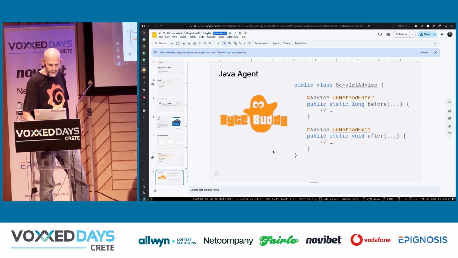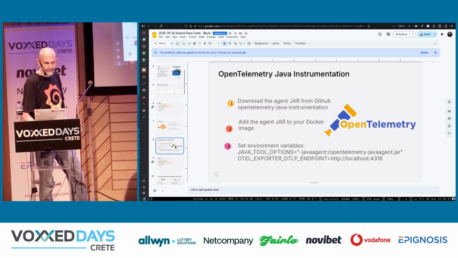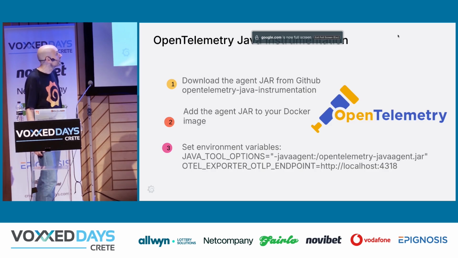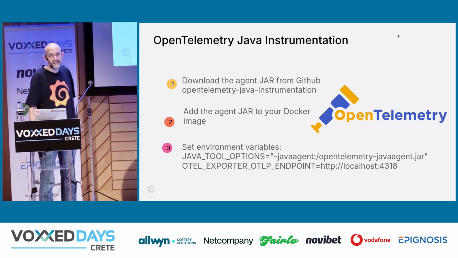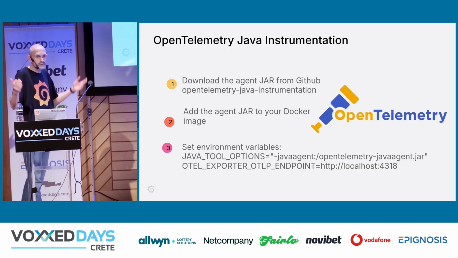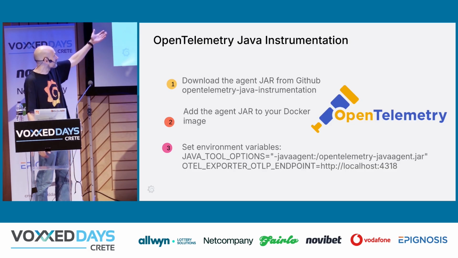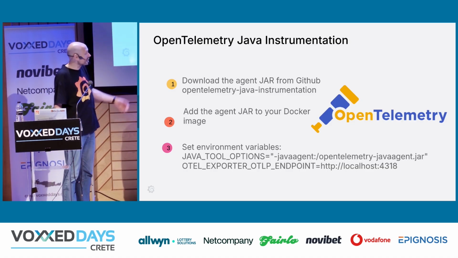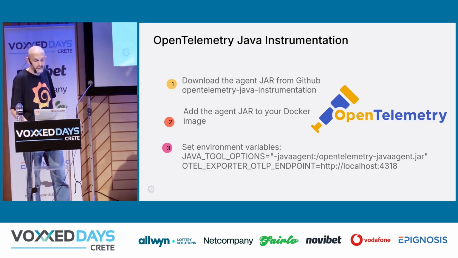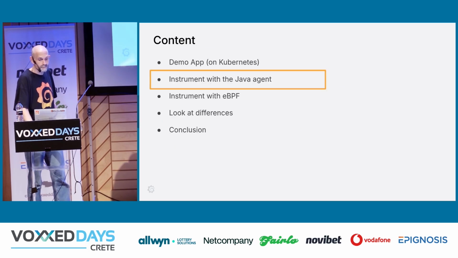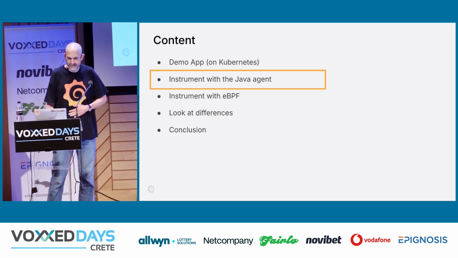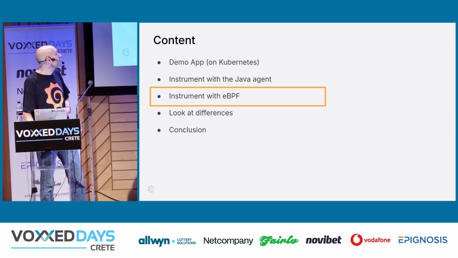In the real world, of course, you don't write these agents yourself. There is an agent that already exists from the OpenTelemetry community. It's called the OpenTelemetry Java Instrumentation agent. You find it on GitHub. You download it. You probably run your applications in Docker. So you add it to your Docker container, set this JAVA_TOOL_OPTIONS environment variable, and you're done. That's how you use OpenTelemetry for Java. Pretty cool. So now that we have seen Java, let's look a bit into the alternative, eBPF.